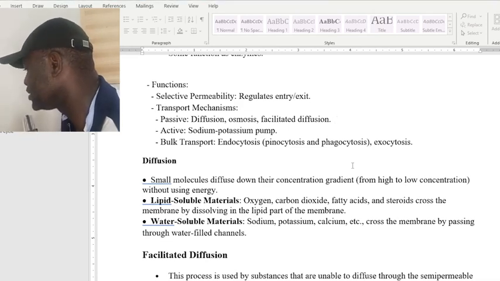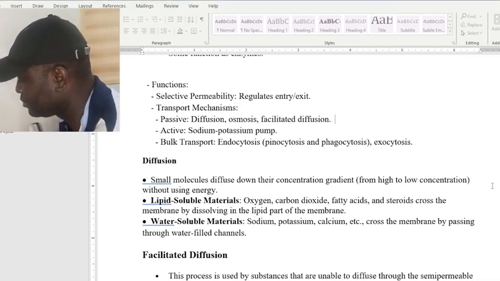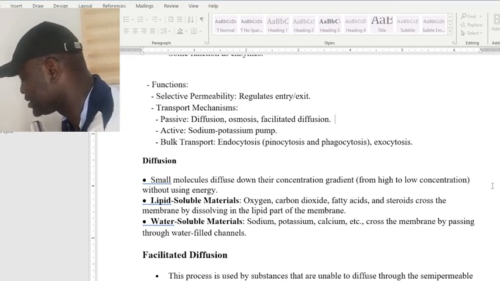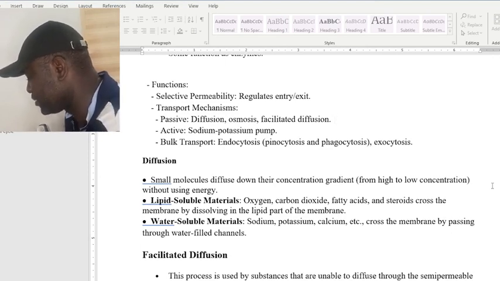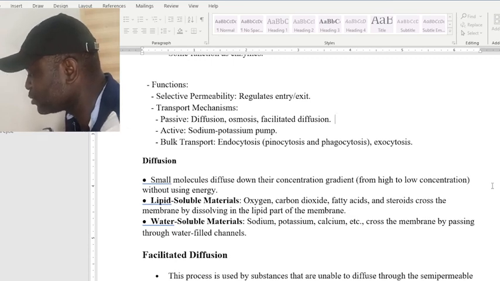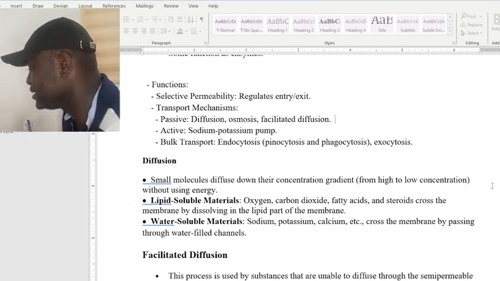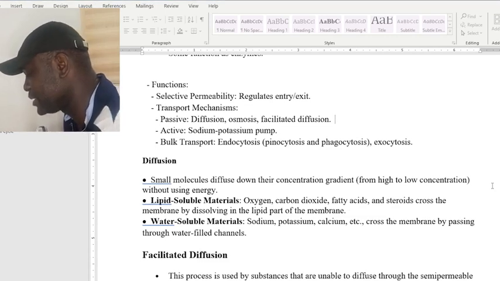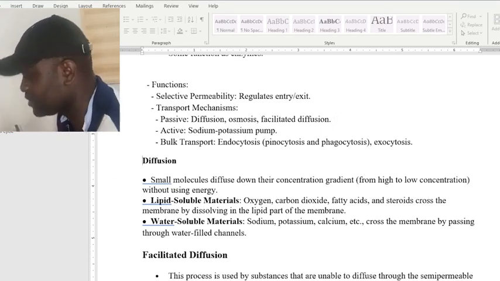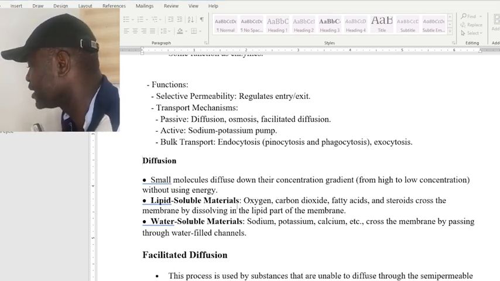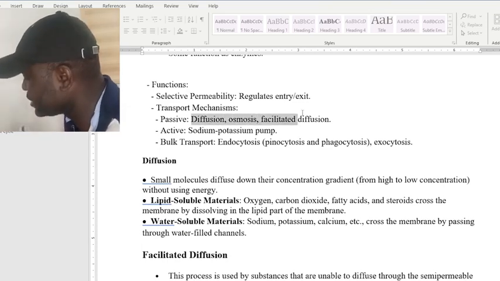You see, one of the things that can help you when you are reading is that you can form what we call mnemonics. Mnemonics are just things that you use to aid your memory. Take for instance, if I want to master the passive transport, I can say DOF, and the DOF means diffusion, osmosis, facilitated diffusion. So these are ways you can memorize things easily.